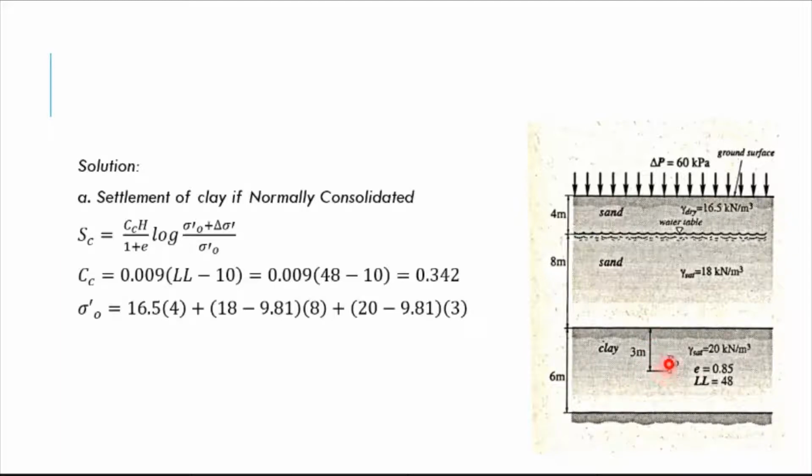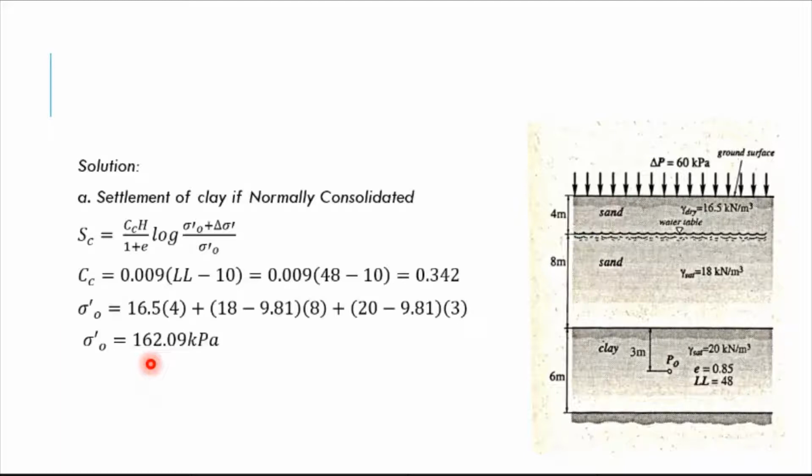So this will give us the value of the overburden pressure at the mid-height of the clay layer. This will be equal to 162.09 kPa. So we already have all the values in order for us to determine the settlement of the clay.